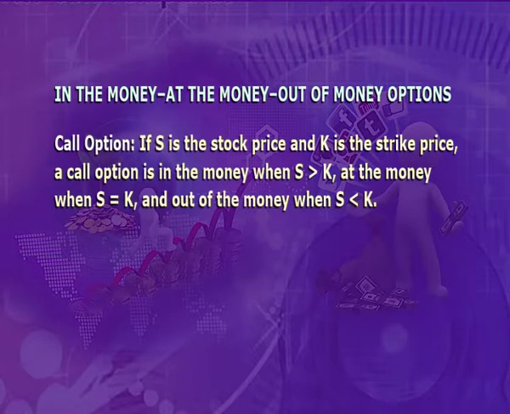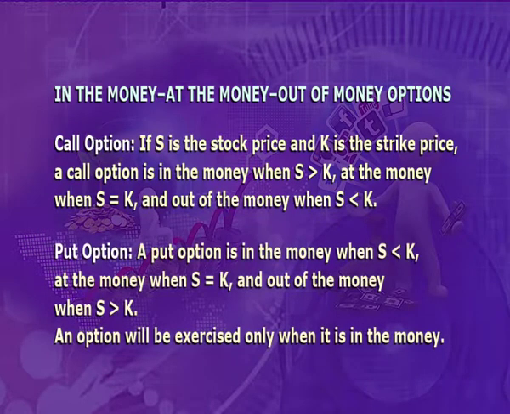Call option. If S is the stock price and K is the strike price, a call option is in the money when S is greater than K, at the money when S is equal to K, and out of the money when S is less than K. Put option. A put option is in the money when S is less than K, at the money when S is equal to K, and out of the money when S is greater than K.